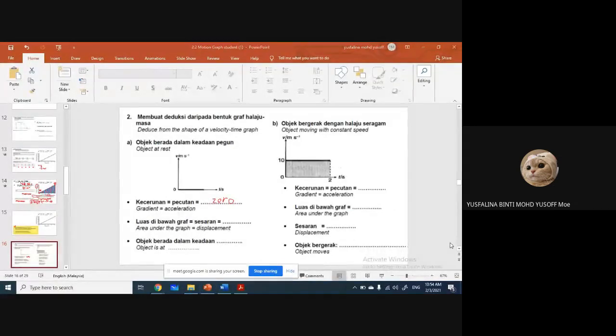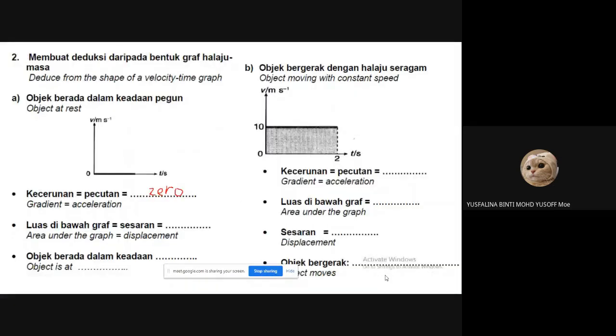Okay, we go to the next one. Object at rest. It means the object is not moving at all. When it's not moving, the velocity is 0. So the acceleration should also be 0, right? So you put 0 there. And next, can you find the area under the graph here? Is there any area under the graph? No, right? So there is no area under the graph.